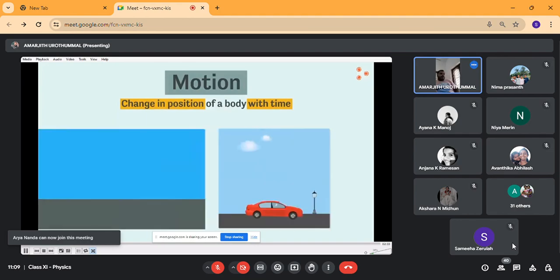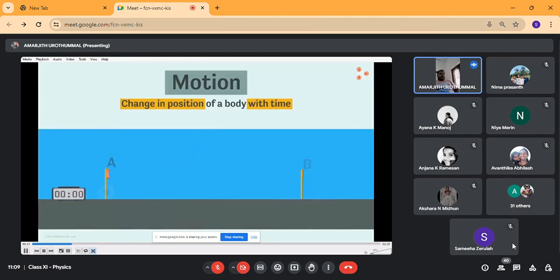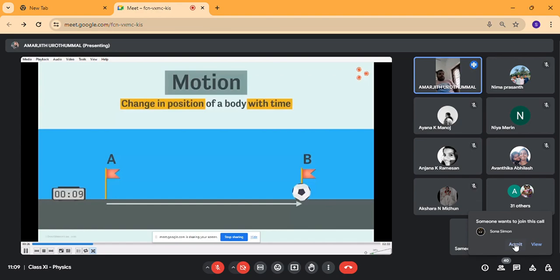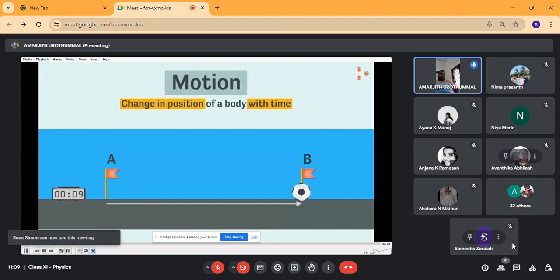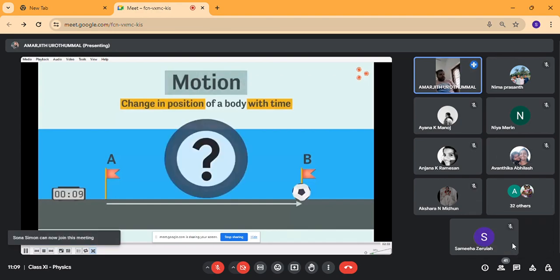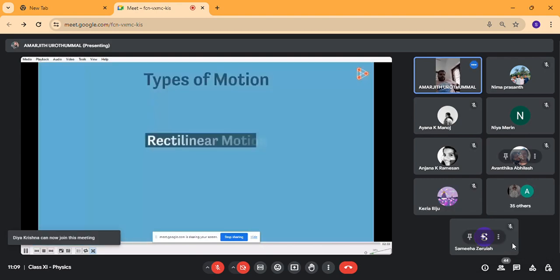What actually is happening is, you consider the 2 points here, A and B. The ball is moving from A to B. So what is happening here is the change in position. When any object changes the position with respect to time, we can say it is motion. Now, what are the types of motion?